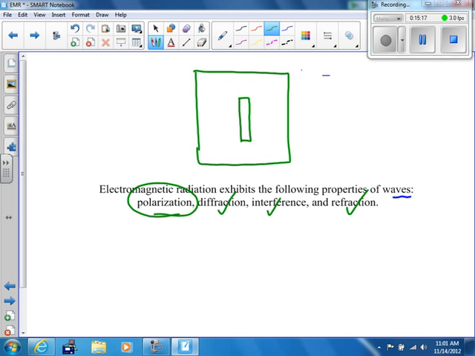Polarization is a property of waves. If I throw a particle through there, I throw a rock through there, it doesn't matter which way I throw it, as long as it hits the hole, it's going to go through there, right? Polarization is a property of waves, not of particles. So if EMR undergoes polarization, there's even more evidence to suggest that EMR is a wave. Well, guess what? EMR does undergo polarization.